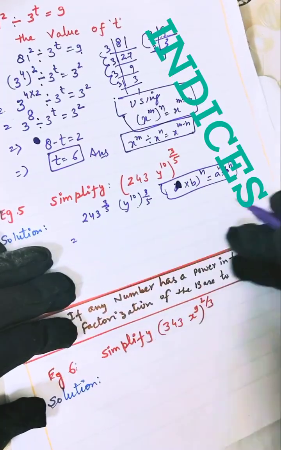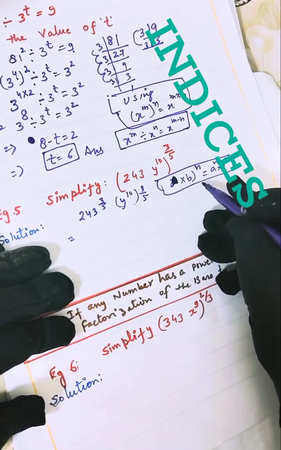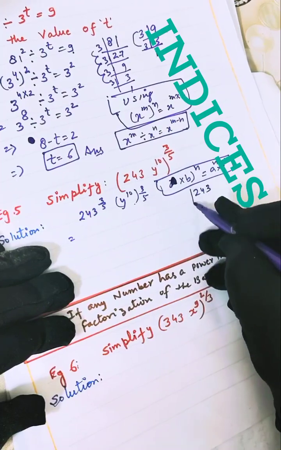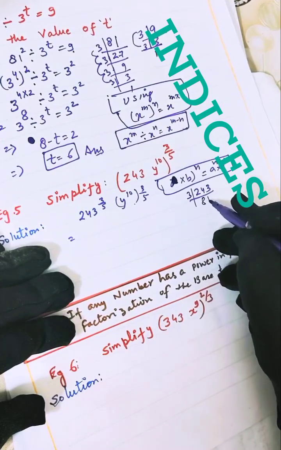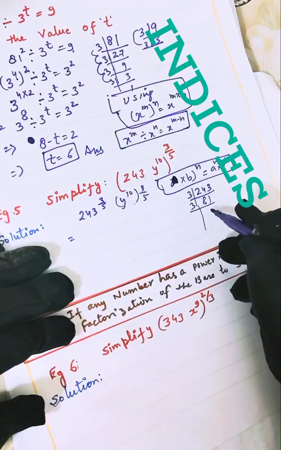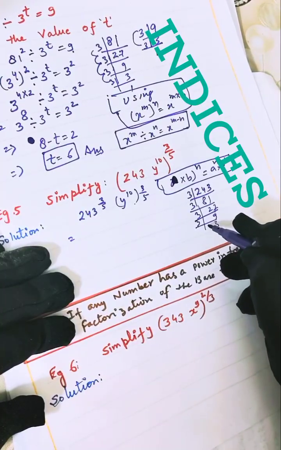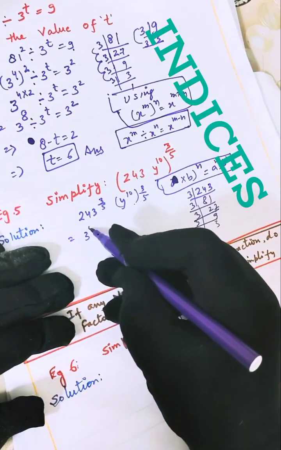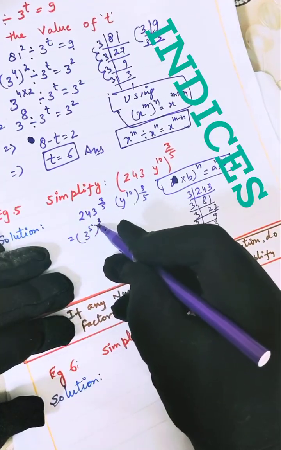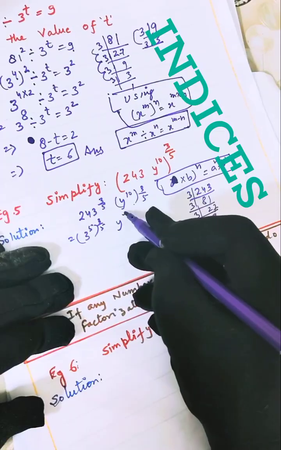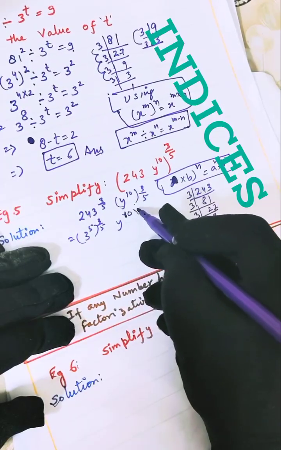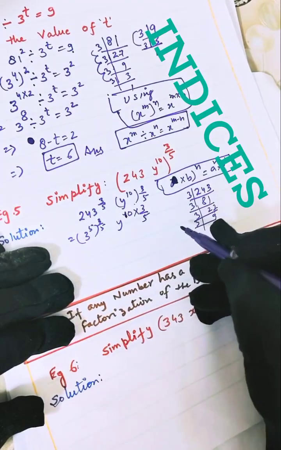Factorization of 243: 3 times 81, 3 times 27, 3 times 9, 3 times 3 and 3 times 1. So 243 is 3 to the power 5. Okay guys, and whole power 3/5, and y to the power, now it is 10 into 3/5. We use this formula.